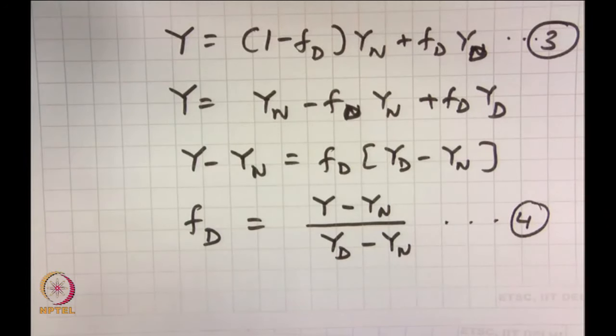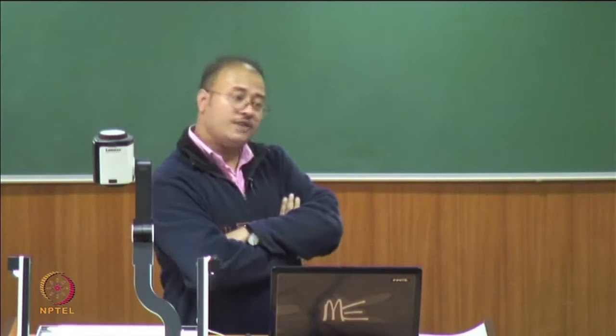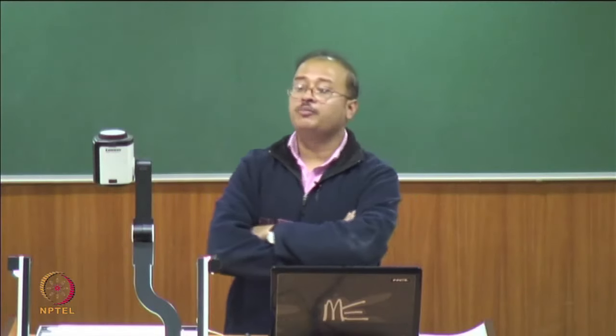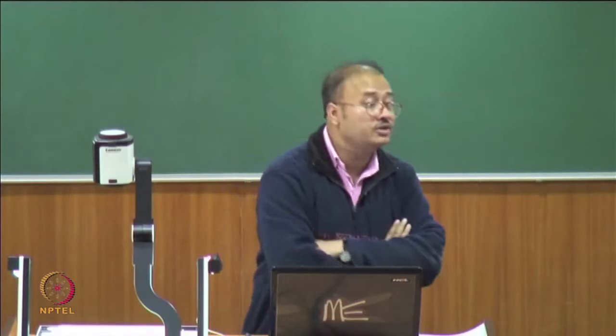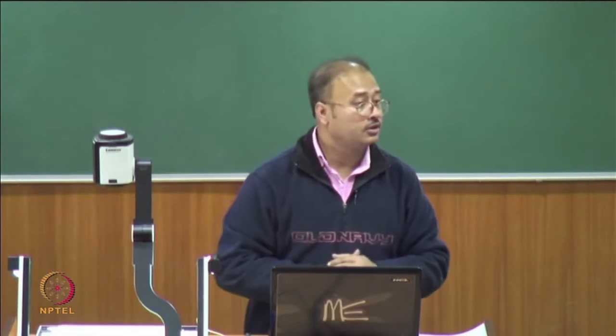Clear? Now, what is the significance of this equation? Can someone tell me? See, initially we started with f of d and f of n, but we are not measuring f of d or f of n directly. What are we measuring though? We are measuring the observable y. So, what you now have is f of d, which is the fraction of the denatured state, expressed in terms of your observable y.